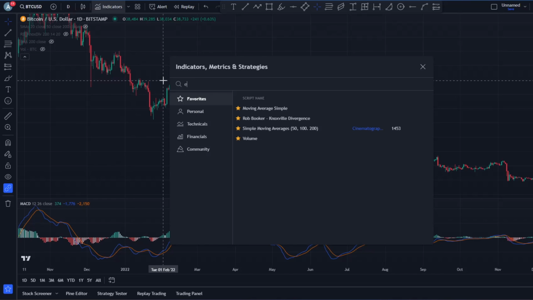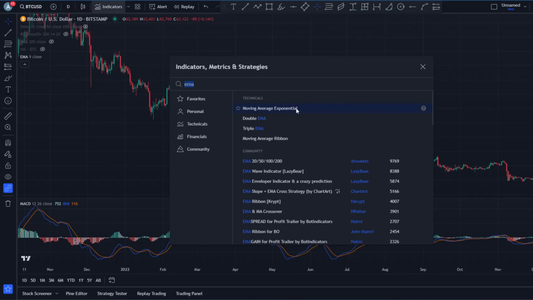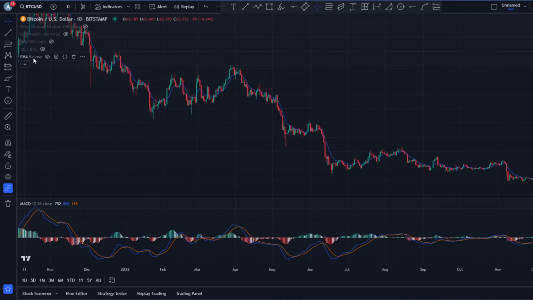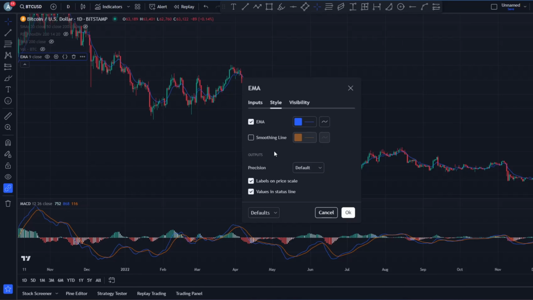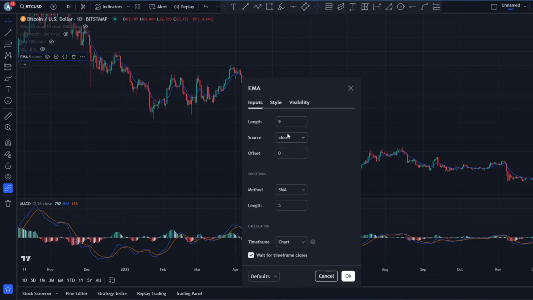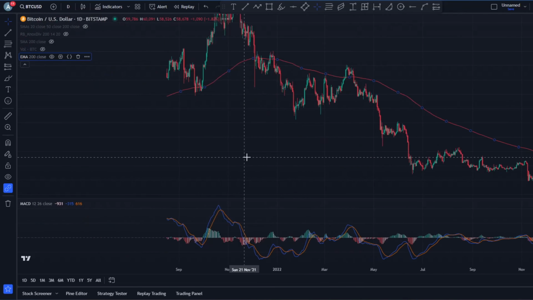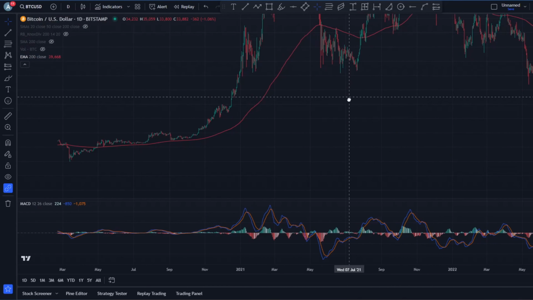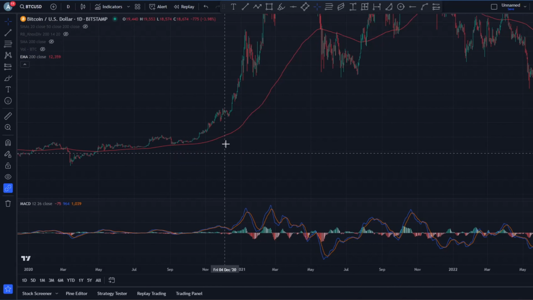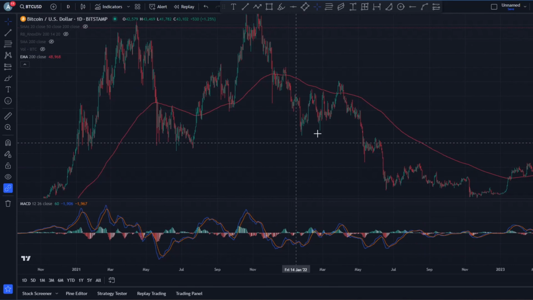How to fix this? Add a 200-day moving average. To fix this issue, we combine the MACD with a 200-day moving average. The 200-day MA helps us confirm whether the market is in an uptrend or a downtrend. Here's how to do it. Add the 200-day moving average to your chart. If the price is above the 200-day MA, the market is in an uptrend. If the price is below the 200-day MA, the market is in a downtrend.